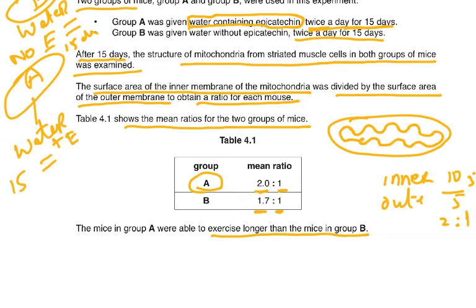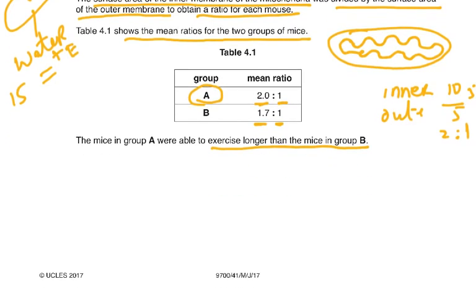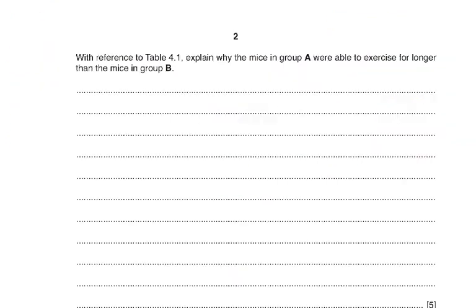right? Now, all this information is very tough because we haven't studied this before. So you need to figure this out. With reference to table 4.1, explain why the mice in group A were able to exercise for longer than the mice in group B.